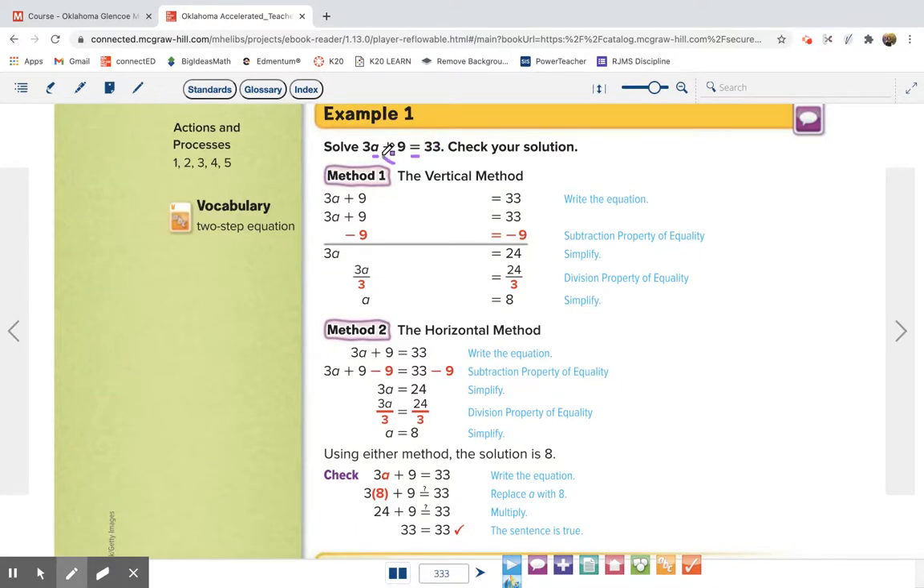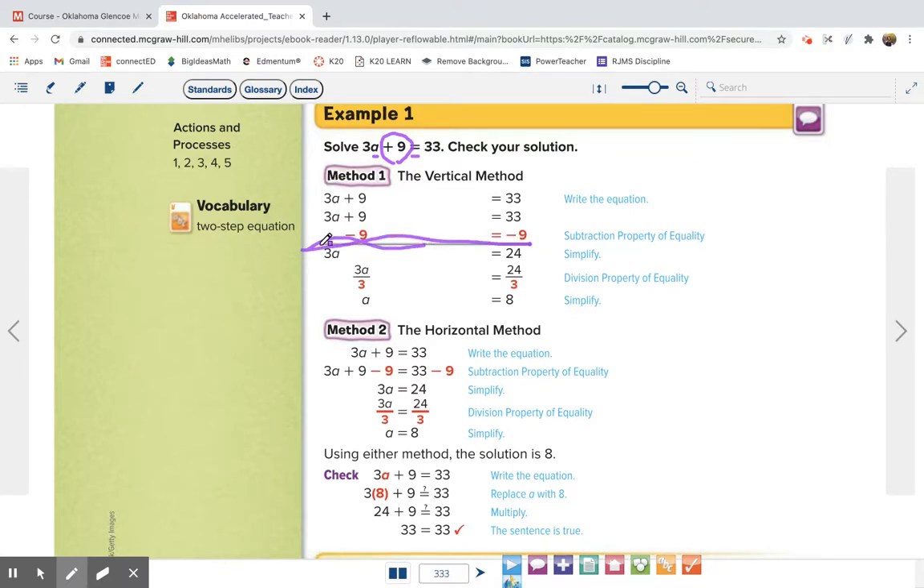So you always want to get rid of the one that's by itself first, kind of like PEMDAS backwards. You're going to get rid of adding and subtracting first, then we'll look at multiplying and dividing. So to get rid of that 9, since it is plus 9, we are going to subtract 9 from both sides of the equation. We always do it on both sides to keep it balanced.